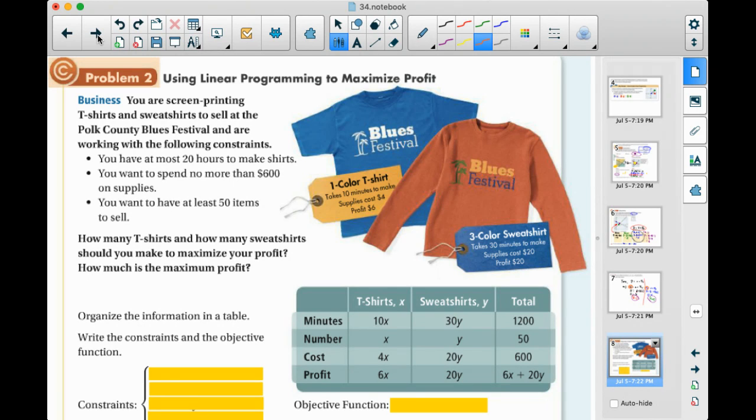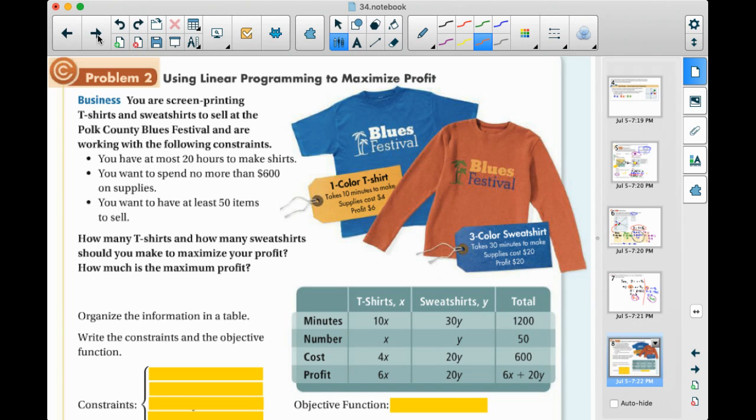So we only have 20 hours to make our product, our t-shirts and sweatshirts. What should we do? Should we make as many t-shirts as we can? Should we make as many sweatshirts as we can? Should we split them in half evenly? Make 50 t-shirts and 50 sweatshirts, or whatever number we have, all right? At least 50 items to sell. So we want at least those. But what should I do? What is my most efficient way of doing this? Well, we can do this by using linear programming.